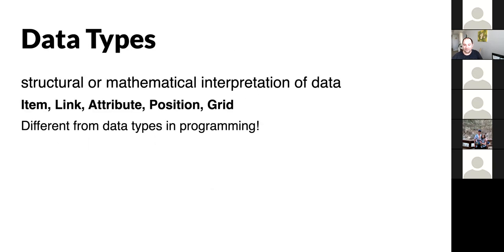So a quick note about data types. When I'm talking about data types, I'm not talking about the data types in programming, like integers, floats, or strings. I'm talking about the structural and mathematical interpretation of the data. Are things items, links, attributes, positions, or grids?